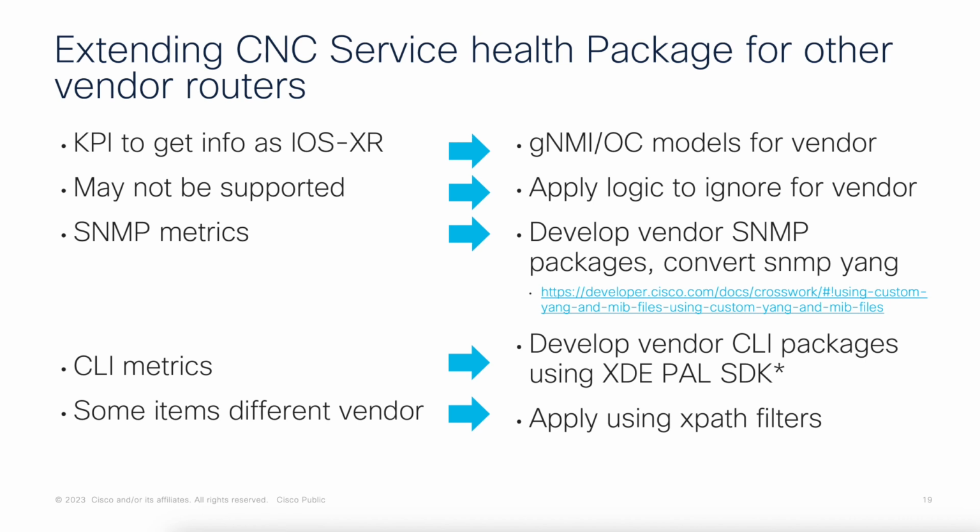What that means is that there may not be all the KPIs that we support on XR on the other vendor, but there are of course means of ignoring it. And it may be that you can collect something that is platform specific as well, and that may not apply to the other vendor's implementation, either a hardware KPI or even the way the technology is implemented. You can use SNMP metrics as well.